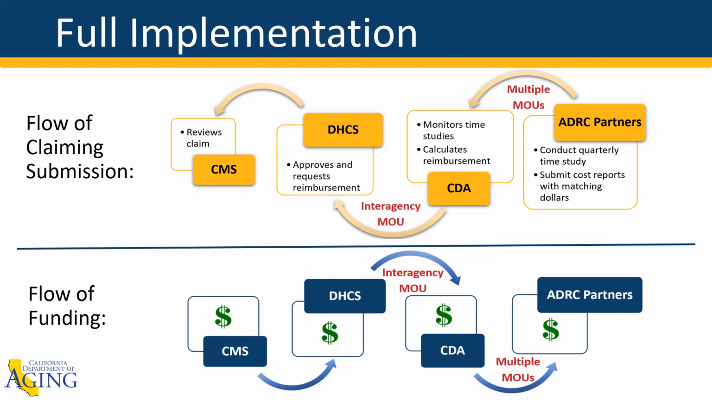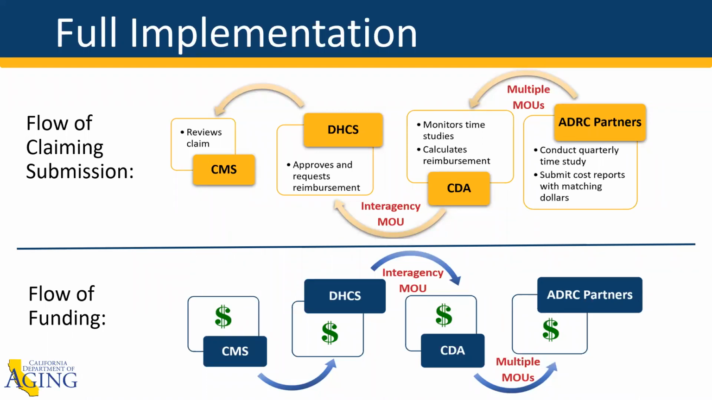Now, CDA would validate everything, make sure the time studies were being completed, calculate the reimbursement, and verify that there are sufficient matching dollars. CDA would then submit the invoice to DHCS. Then DHCS, as the single state Medicaid agency, would request reimbursement from CMS. CMS would review the claim. CMS would release the funds to DHCS, who in turn would release the funds to CDA, who in turn would release the funds to the respective ADRC partnerships. And this cycle would repeat on a quarterly basis.